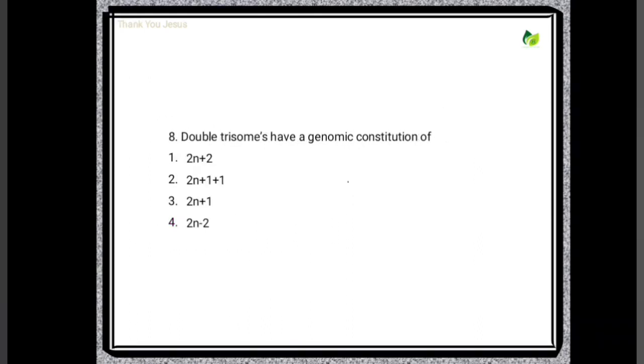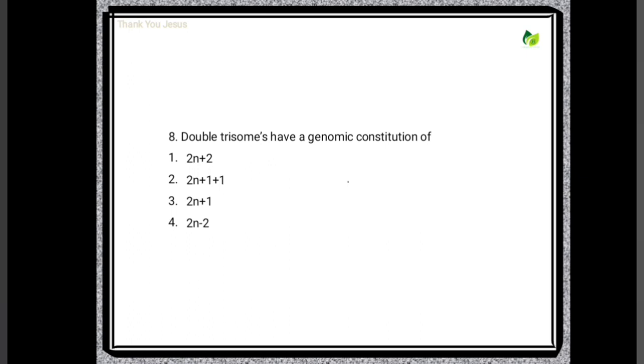Double trisomes have a genomic constitution of 2n plus 2, 2n plus 1 plus 1, 2n plus 1, 2n minus 2. Here you have to know first what is trisomy. Trisomy is a genetic disorder in which a person has 3 copies of a chromosome instead of 2. So the genomic constitution 2n plus 1 is regarded as trisomy.